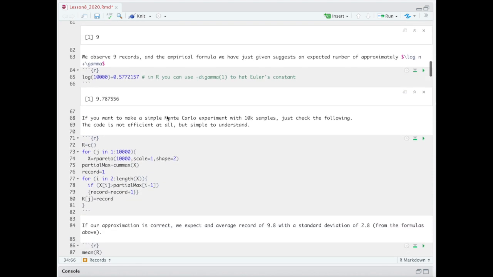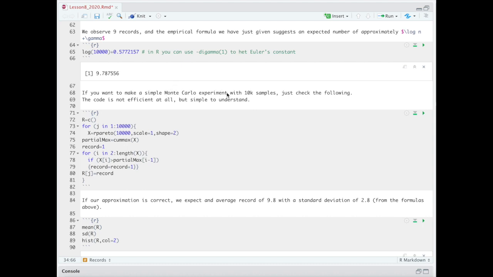So what we can do is generate a Monte Carlo experiment in which we generate 10,000 samples, each one of 10,000 observations, all i.i.d. according to our Pareto 2 distribution. If you want, you can change the distribution and you will see that nevertheless the result holds. Okay, so I now create a vector R in which I will store, for each one of the different Monte Carlo experiments, the number of records we find.